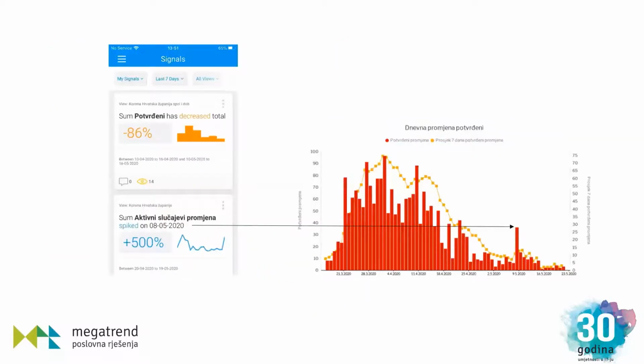This is an example of an outlier where we have detected changes on the 9th of May, where active cases of coronavirus have spiked much more than in the previous 7 days. And this is an example of a signal that has been received on the Yellowfin mobile app.